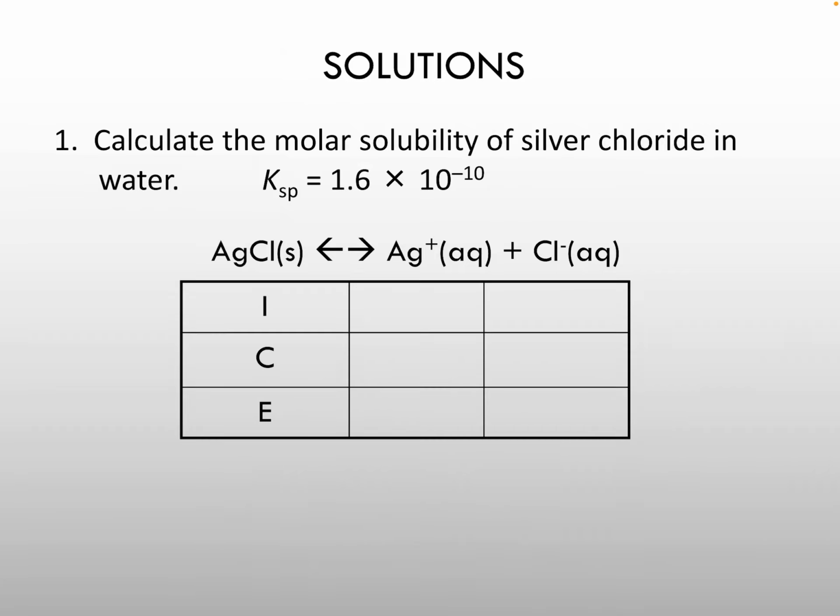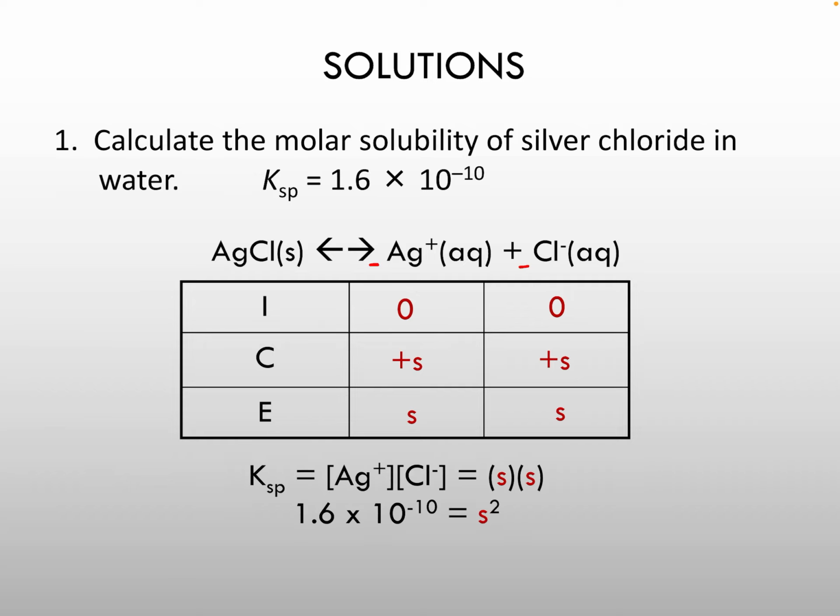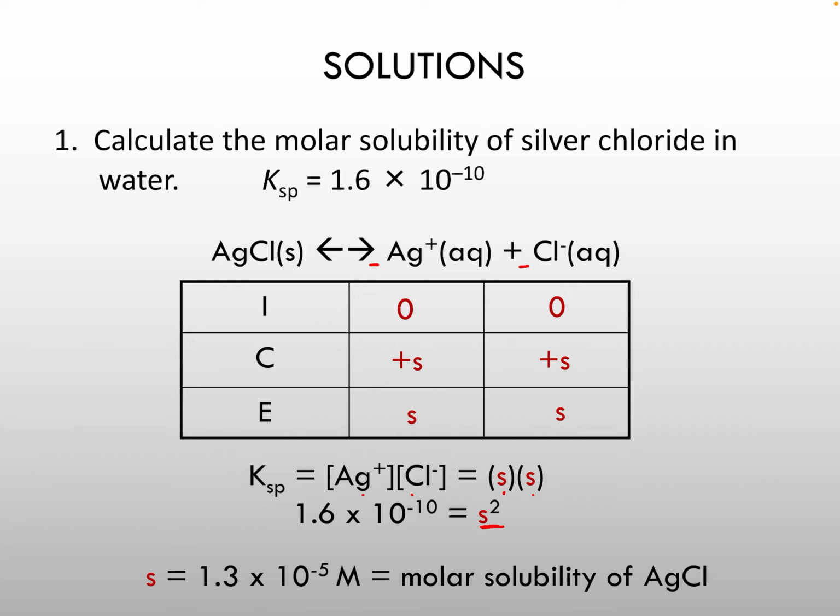So we've got our ice table here. Silver chloride, we're not going to start with any of them. Both of them will have a plus S because there's no coefficients here, right? So we're not needing to carry that coefficient down. So when we add them together, we're just getting S. And then we'll fill that into our KSP expression, right? So we'll multiply our ions together. And when we fill those in from our E values, those are both just S, which gives us S squared. And then we can take the square root of our KSP, and we can get 1.3 times 10 to the minus 5, or the molar solubility of silver chloride. This problem, really straightforward, not a lot to it.